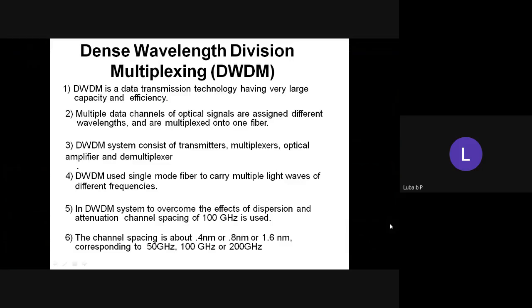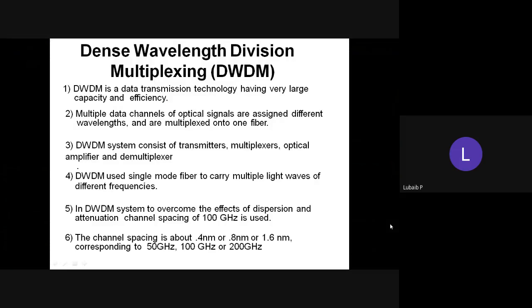Multiple data channels of optical signals are assigned different wavelengths and are multiplexed onto one fiber. A DWDM system consists of transmitters, multiplexers, optical amplifiers, and demultiplexers. DWDM uses a single mode fiber to carry multiple light waves of different frequencies. In DWDM systems that overcome the effects of dispersion and attenuation, a channel spacing of 100 gigahertz is used. The channel spacing is about 0.4 nanometer, 0.8 nanometer or 1.6 nanometer, corresponding to 50 gigahertz, 100 gigahertz or 200 gigahertz.